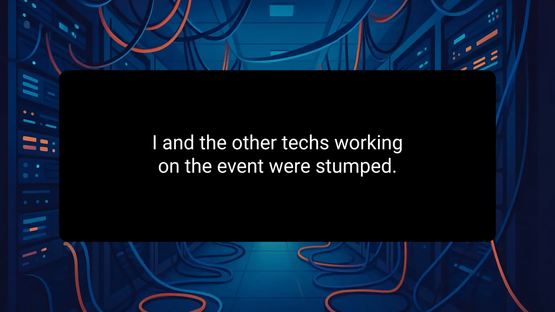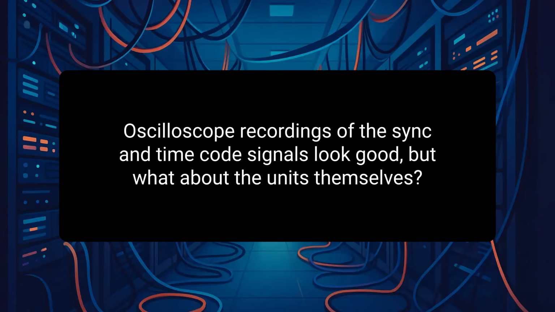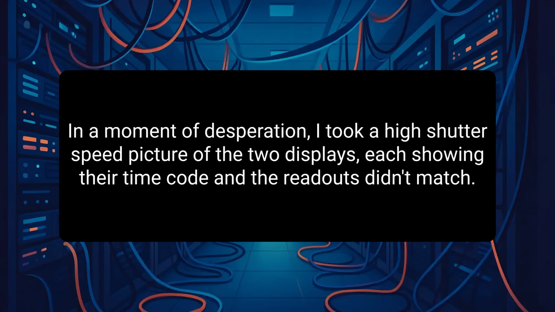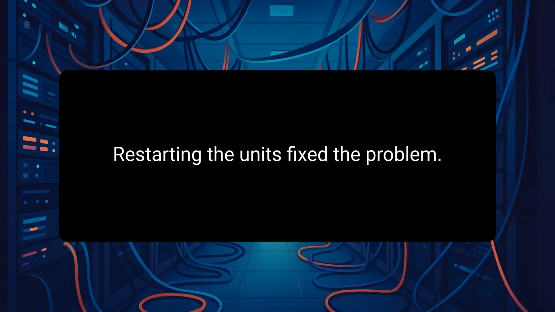I and the other techs working on the event were stumped. We'd confirmed both units were getting timecode, signal paths were properly terminated or left unterminated as required, oscilloscope recordings of the sync and timecode signals looked good. But what about the units themselves? In a moment of desperation, I took a high shutter speed picture of the two displays, each showing their timecode, and the readouts didn't match. What the heck? Restarting the units fixed the problem.